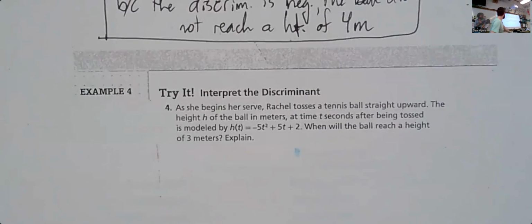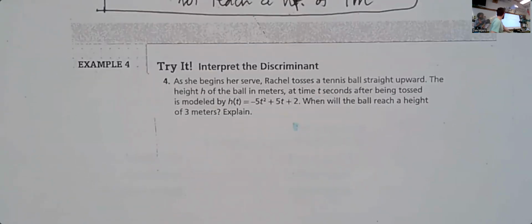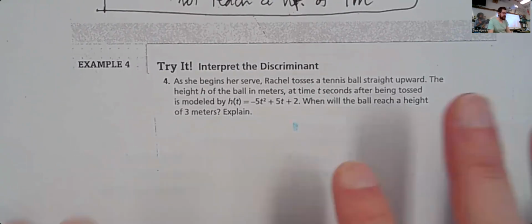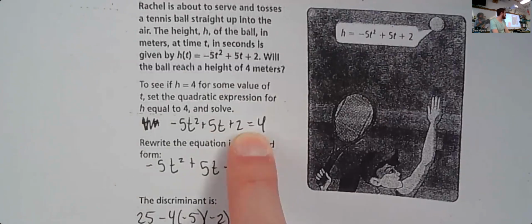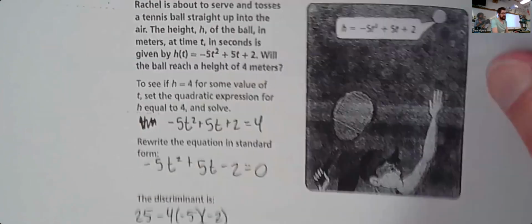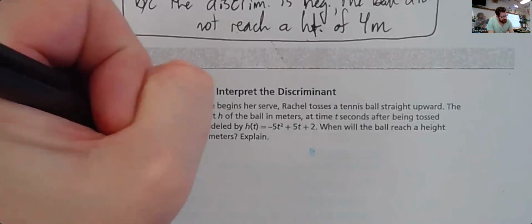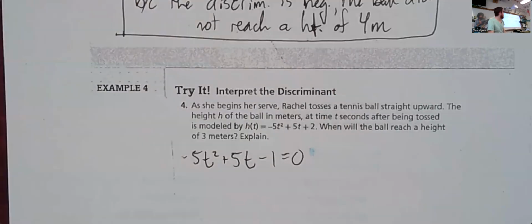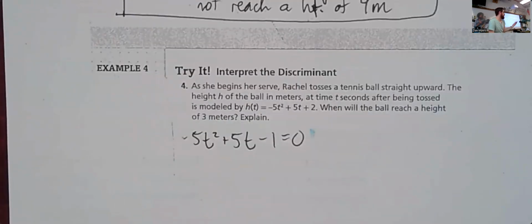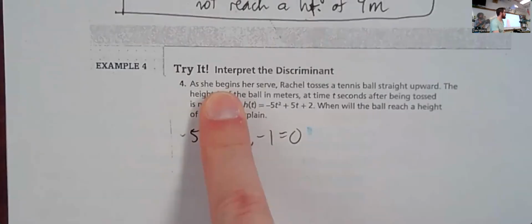As she begins to serve, Rachel tosses the tennis ball up. Height of the ball in meters, time in seconds, and so on. Same function, does it reach a height of 3 meters? So it's the same question, but we're using 3 instead of 4. If you want, you can write this function again and subtract 3 from both sides, or you can just take away 3 from 2 and say -1 instead, which is what I'm going to do. -5t squared plus 5t minus 1 equals 0. So basically the value of c changes from -2 to -1. That's really the only difference between example 4 and the trial 4.